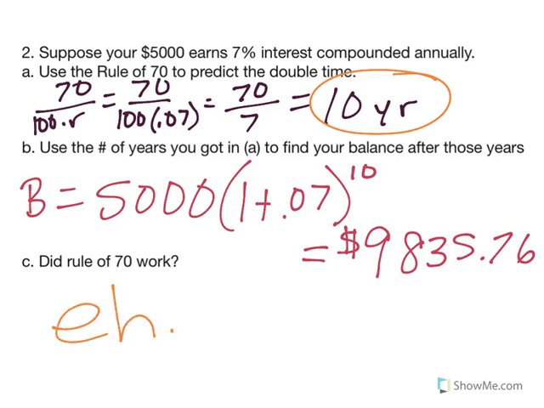$9,835.76 is my answer. I mean, 98.35, that is close to 10,000. But you know, if you owed somebody $10,000 and you try to give them $9,835.76, I think they're going to break your kneecaps.